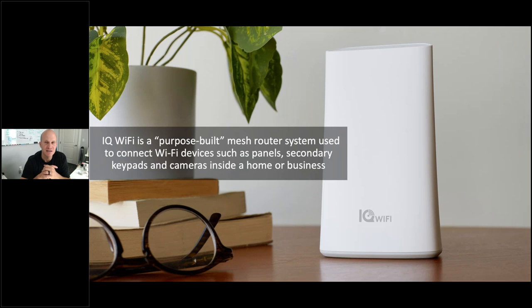IQ Wi-Fi is a purpose-built mesh router that's designed for you to install in the home. It's designed to work with alarm.com cameras. It's designed to work with the panel with secondary keypads. I'll show you some more slides here. It integrates directly with the panel.